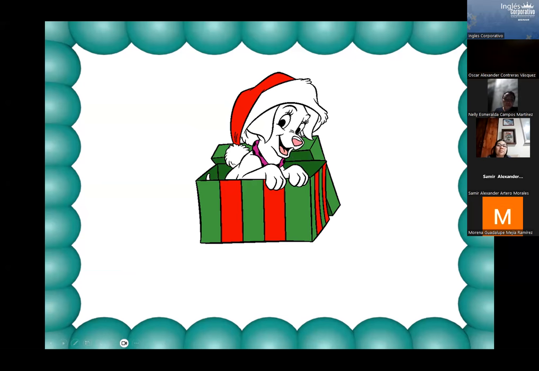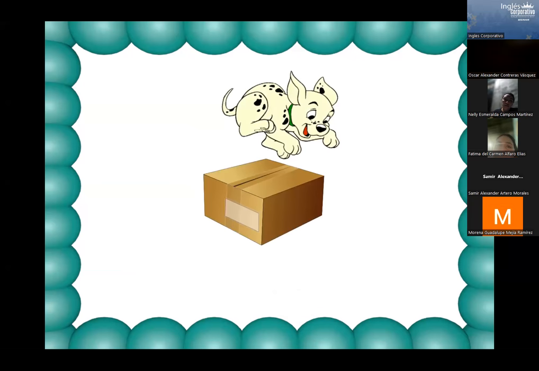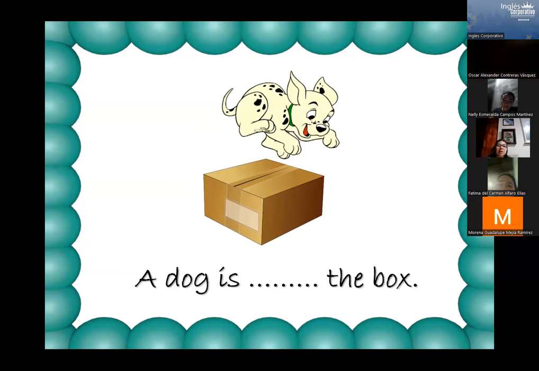Where is the dog? A dog is in the box. In the box. A dog is on the box. Okay, it's over. Esto es sobre. Teacher, y on no es sobre. Lo que pasa es que dice, visualice cómo está la posición del perro. Está arriba de la caja, pero no está tocando la caja. Es como los aviones. Airplane is over or above the trees.